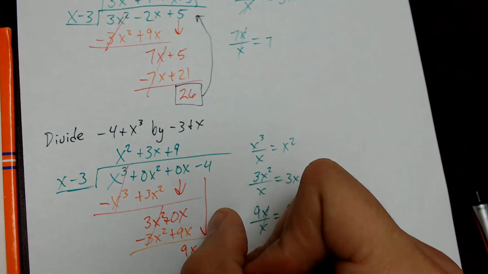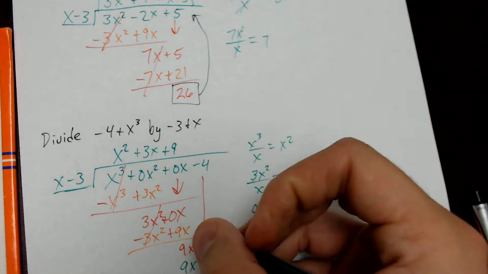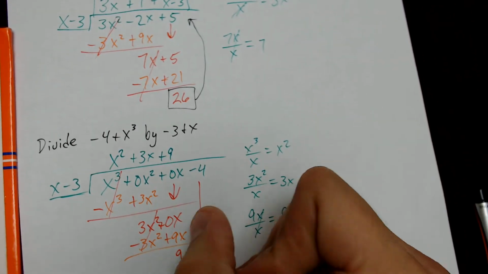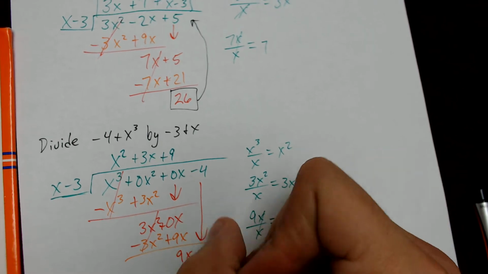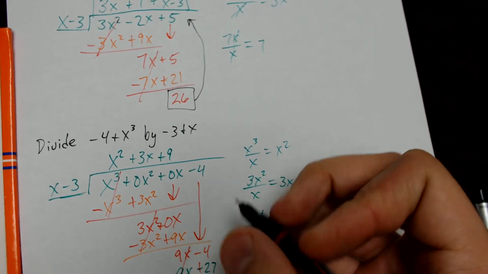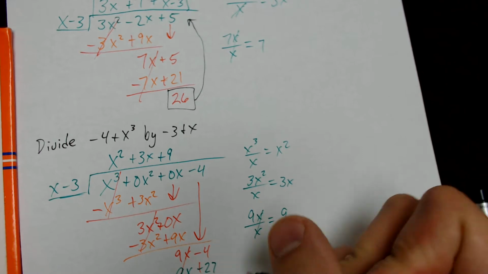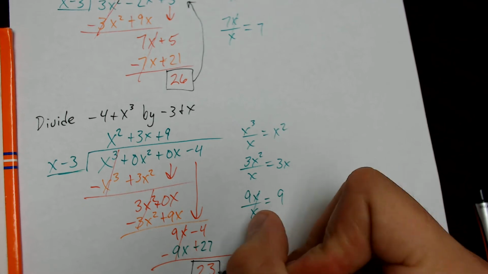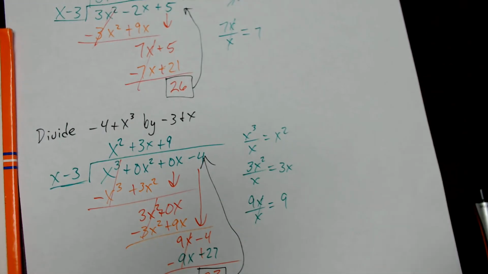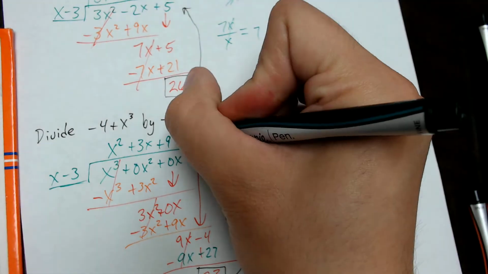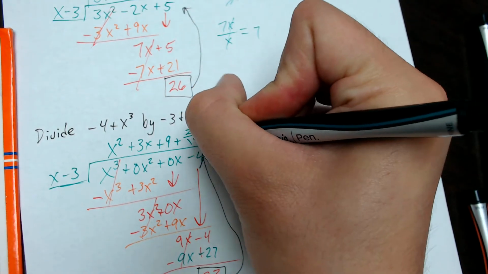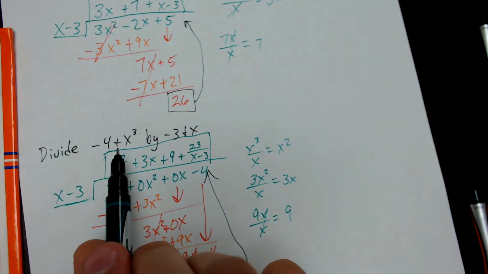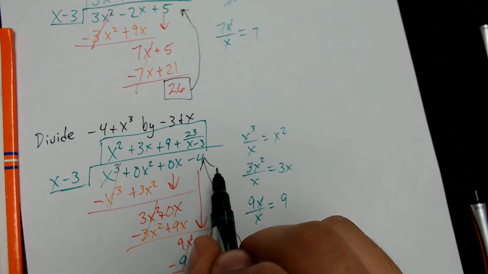9 times x gives me 9x. 9 times -3 gives me -27. I subtract, changing both signs. The 9x's cancel. -4 plus positive 27 gives me positive 23. And then this last term again, whole number, I cannot divide by x minus 3. So I'm going to take it to the top, and I'll write it as plus 23 divided by x minus 3. And again, I'm at my final answer. All right? So if you're missing exponents, add them by multiplying by 0.